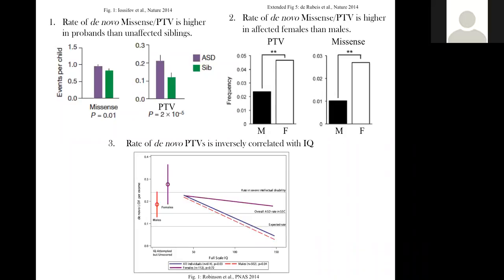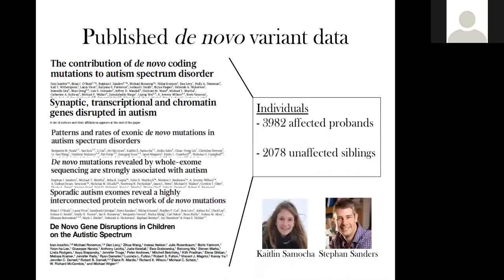And lastly, the rate of de novo protein truncating variants is higher in children with autism and intellectual disability than in those with just autism by itself. And so when we collect all the de novo variants that have been published in children with autism over these past 5 years, we have close to 4,000 children with autism and a little bit more than 2,000 unaffected siblings. The work in collecting these variants and standardizing their annotation was done by a former graduate student in the lab, Caitlin Samoa, and Stefan Sanders from UCSF.